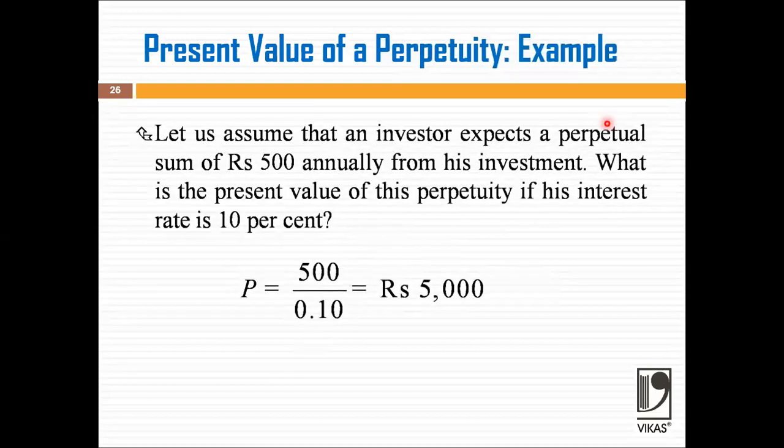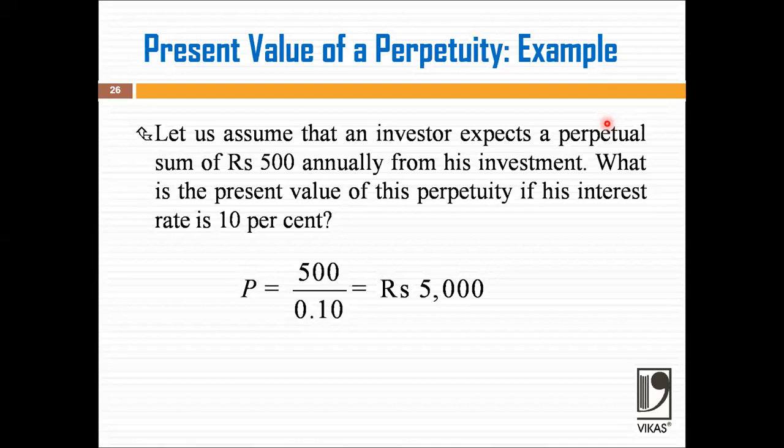Let us see one example for perpetuity. Let us assume that an investor expects a perpetual sum of rupees 500 annually from his investment. Say Mr. X has made an investment and due to that investment he will receive 500 rupees continuously at the end of every year, which means there is no maturity. He doesn't know how many years he will receive this money. What is the present value of this perpetuity if his interest rate is 10%?